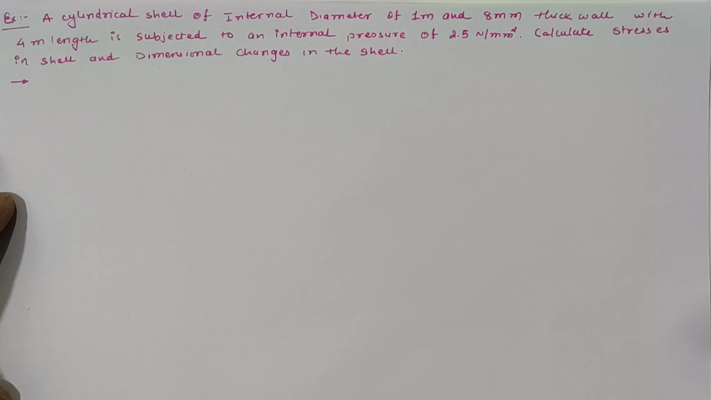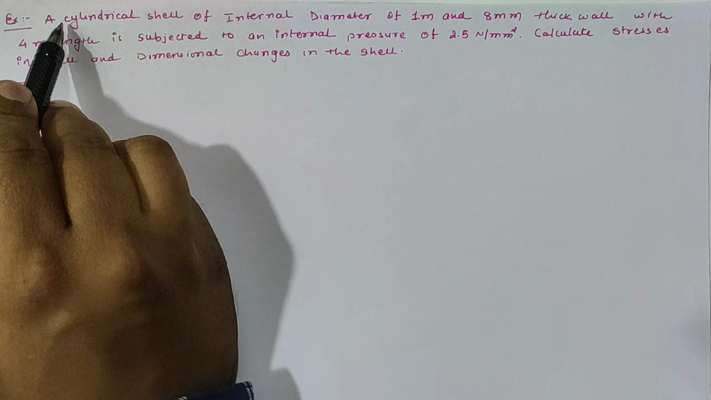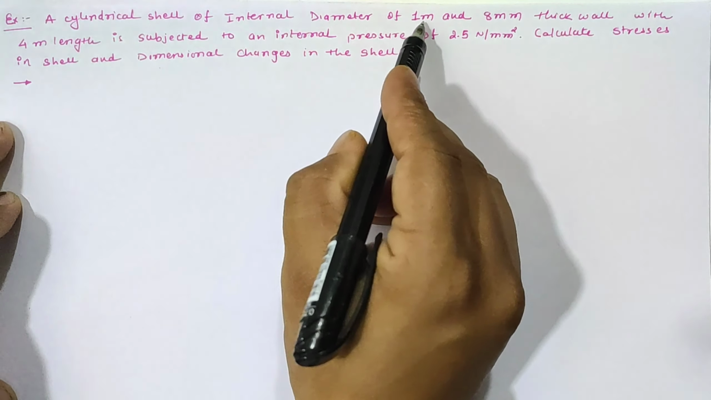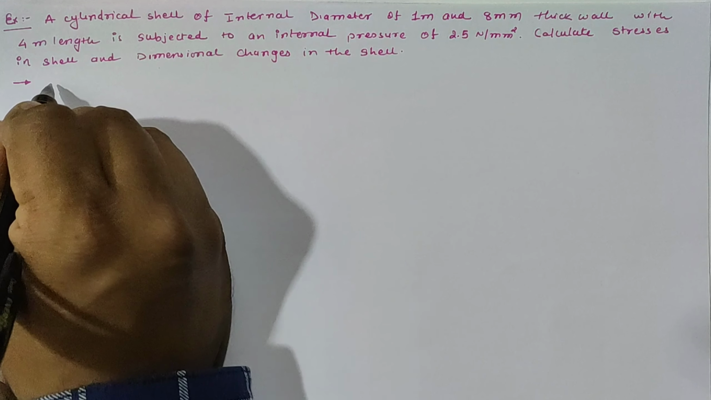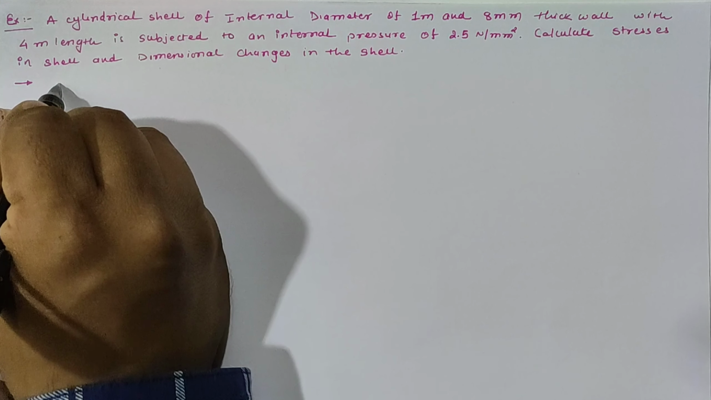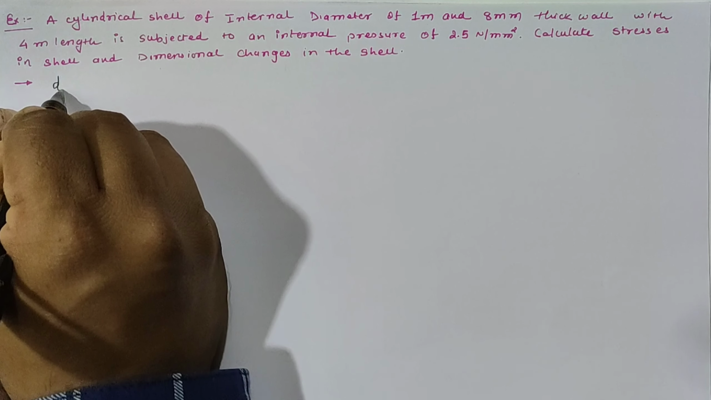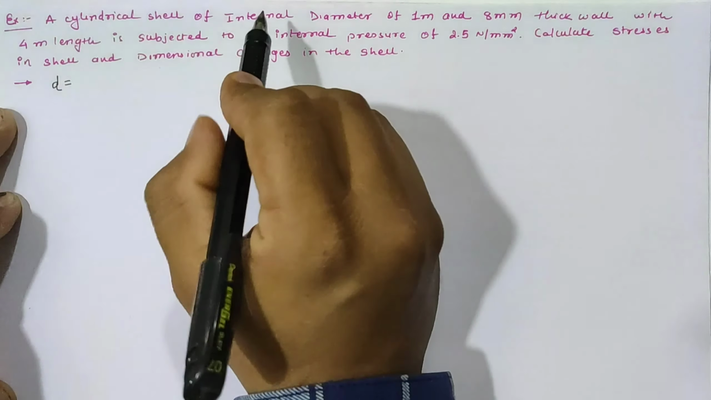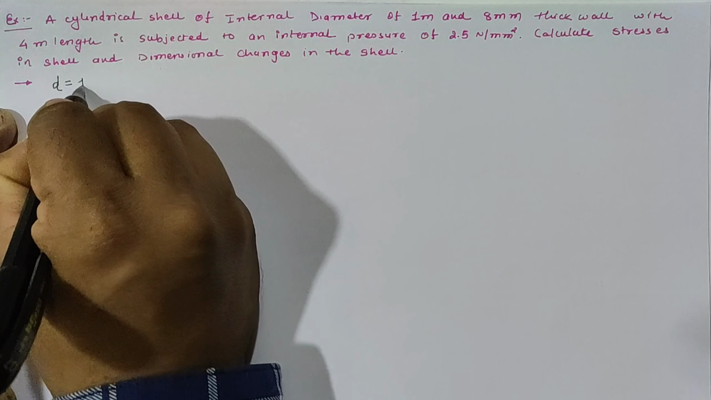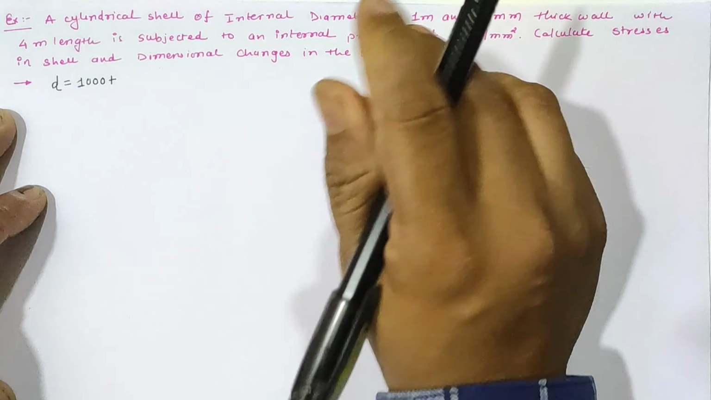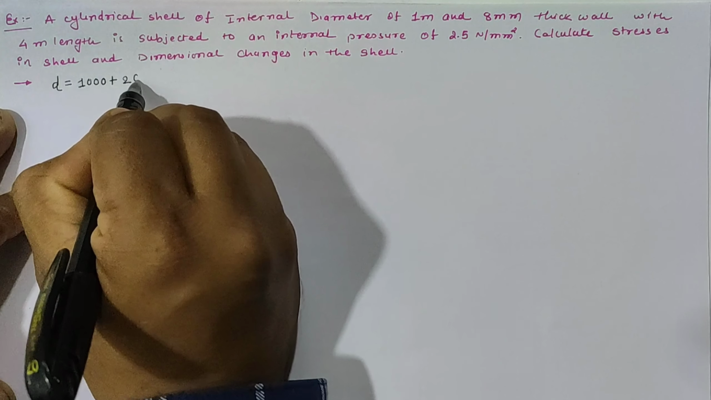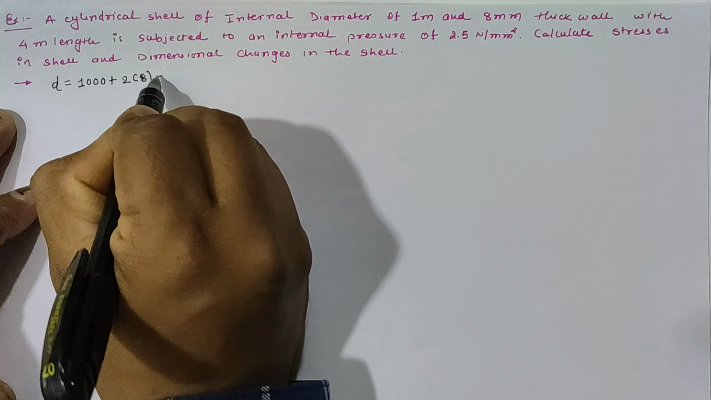Hello friends, today we are going to solve a thin cylindrical shell example. According to the given example, we have an internal diameter of 1 meter and an 8 mm thick wall, and according to the theory we have to take small d as the outer to outer dimension. So internal diameter of 1 meter means 1000 plus 2 times the thickness, so 2 times 8 mm.